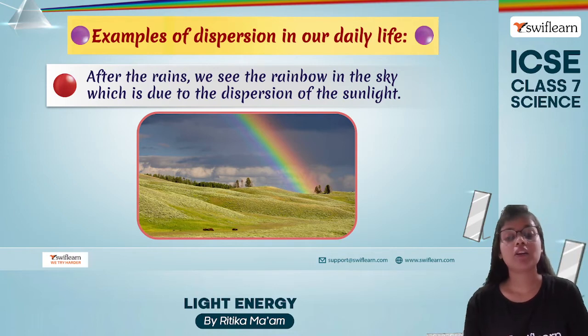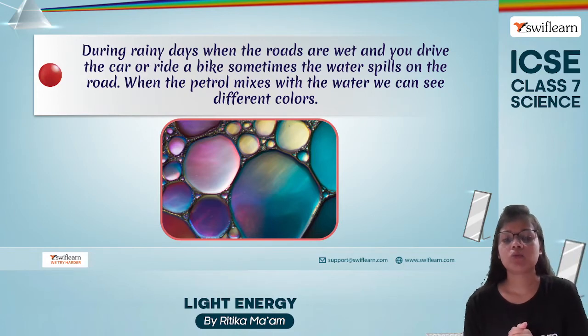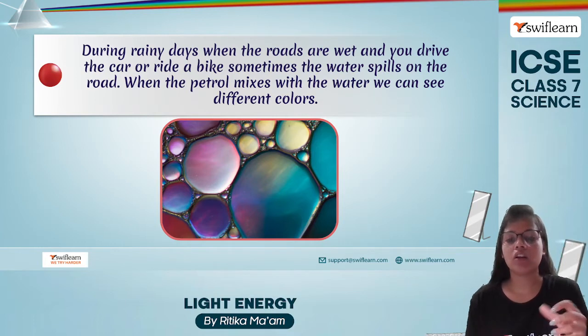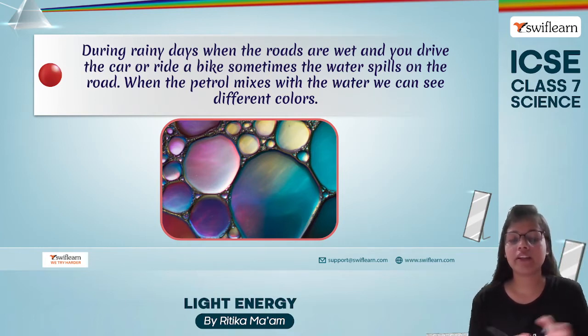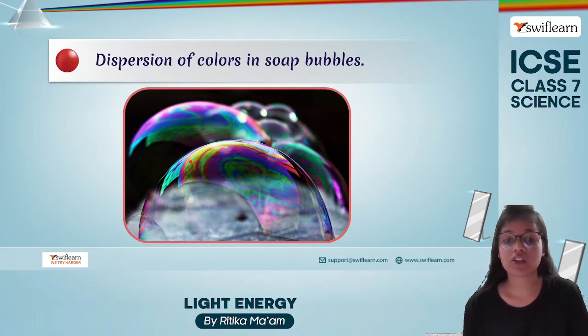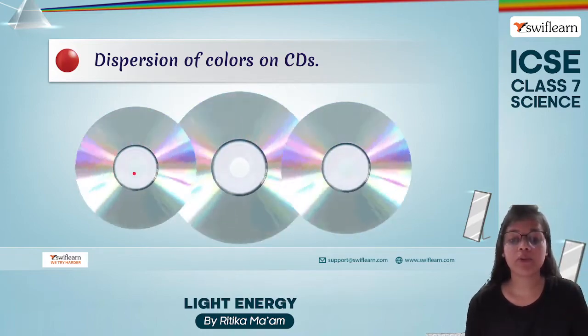If I talk about dispersion examples in our daily life, the most common example is the rainbow in the sky, which is visible after rainfall. Also, during rainy days, when roads are wet and petrol falls on the road and mixes with the water, we are able to see this kind of color. So this is also again a scattering phenomenon. Then soap bubbles, the blowing bubbles that we have here, also show the dispersion of colors. The CD is the most common example, where we see various colors.